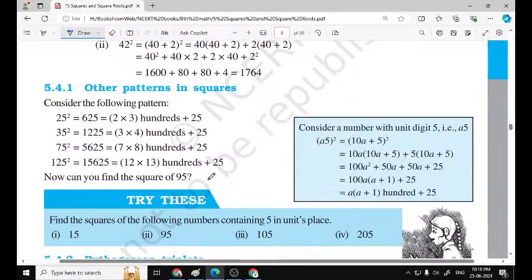Other patterns in squares. 25 square is 625, that is 2 into 3 into 100 plus 25. 35 square is 3 into 4 in the hundreds place. Whenever a number ends with 5, its square ends with 25, and for 25 the digit 2 is multiplied by its consecutive digit 3. 2 into 3 is 6. 35 square: the number ends with 5, so the square ends with 25, and 3 into its consecutive digit, that is 12.